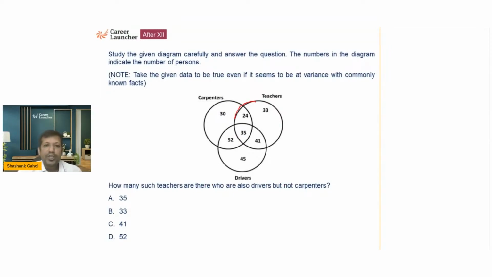So I am looking for teachers. That is this. Drivers means this intersection. And we don't want carpenters. Carpenters means we don't want these people. So teachers and drivers are going to be what? 41, and that's going to be option C.